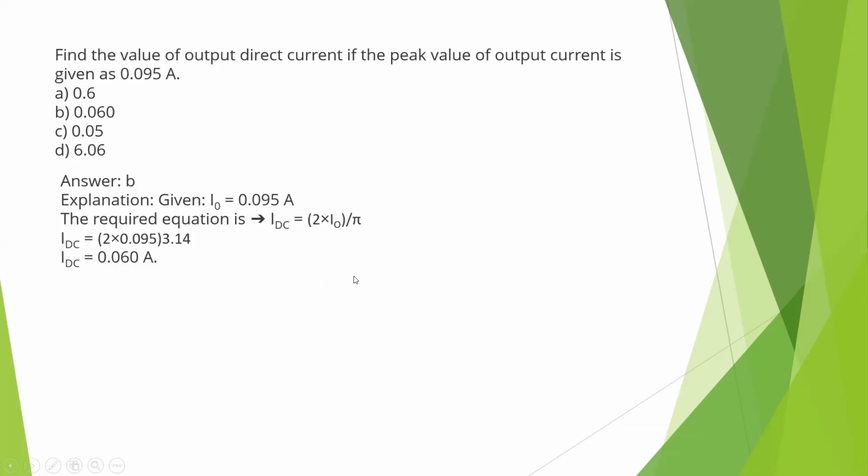Okay, find the value of the output direct current, if the peak value of output current is given as 0.095 ampere. So that is also I naught, which they have given as 0.095. The required equation is I dc is equal to 2 I naught by pi. Directly you can put it in. Okay, so I'm just winding up the session.